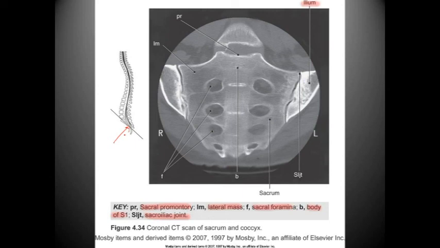So this is typically, if you want to see abnormality, this is going to show you the best. Here we have L5, and so this makes this S1, S2, S3, S4, S5. The reason we can say this is because we actually do see the dividing line here where they're fused. We do see the sacral foramina.